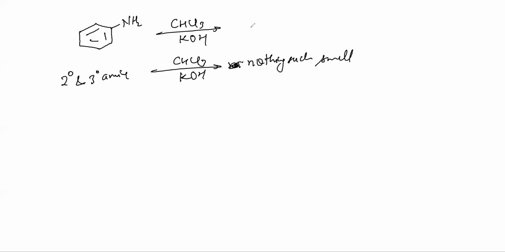What is the product? Instead of NH2, you will get NC. That's it. Done. Isocyanide is formed. But remember, it is always in the case of 1 degree amine. 2 degree, 3 degree, nothing, no such smell.